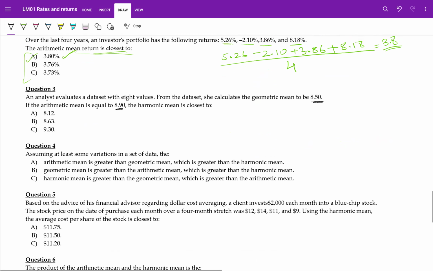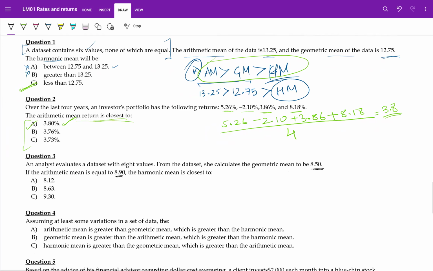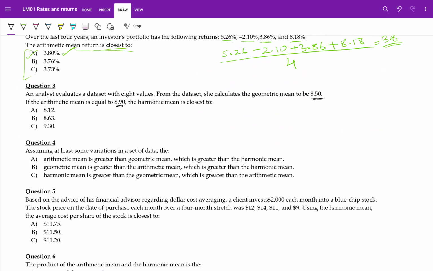And this again, we are going to use our previous concept here also. So the arithmetic mean is going to be greater than the geometric mean, and the geometric mean is going to be greater than the harmonic mean. An analyst evaluates a data set with 8 values, she calculates the geometric mean to be 8.5, and if the arithmetic mean is equal to 8.9, the harmonic mean will be closest to what?